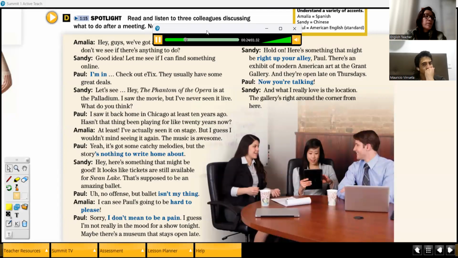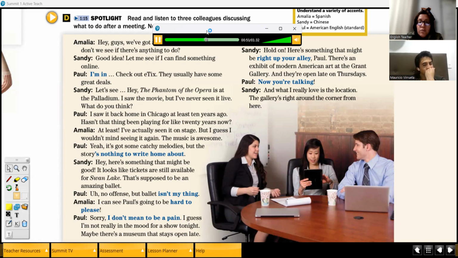Let's see. Hey, The Phantom of the Opera is at the Palladium. I saw the movie, but I've never seen it live. What do you think? I saw it back home in Chicago at least 10 years ago. Hasn't that thing been playing for like 20 years now? At least. I've actually seen it on stage. But I guess I wouldn't mind seeing it again. The music is awesome. Yeah, it's got some catchy melodies, but the story's nothing to write home about.